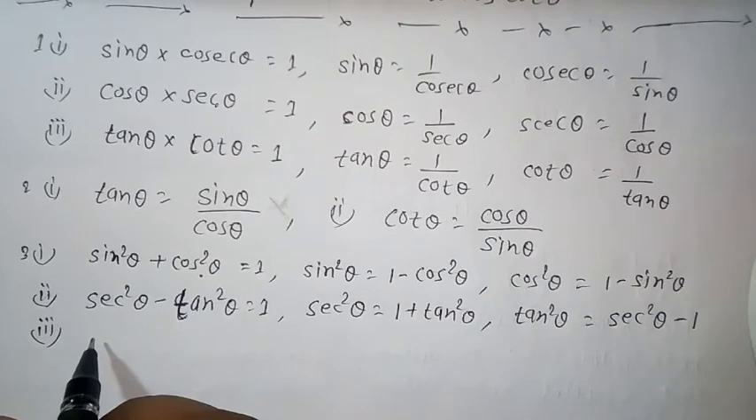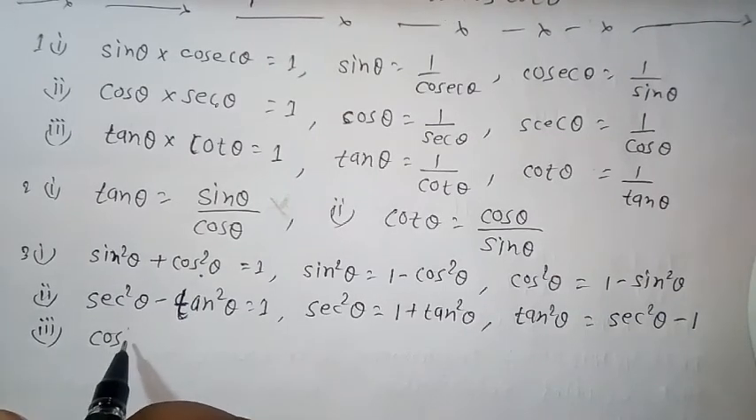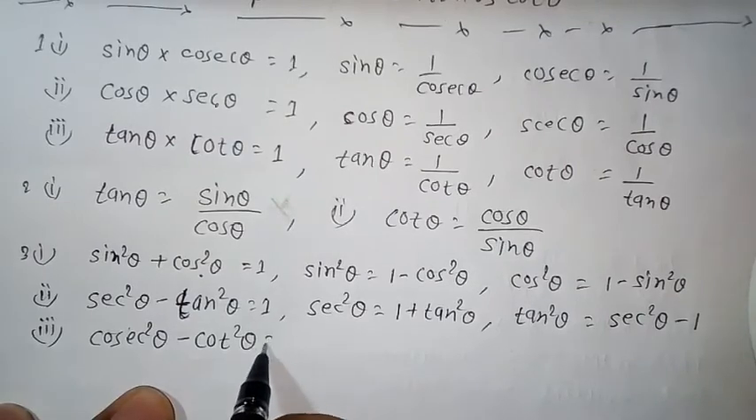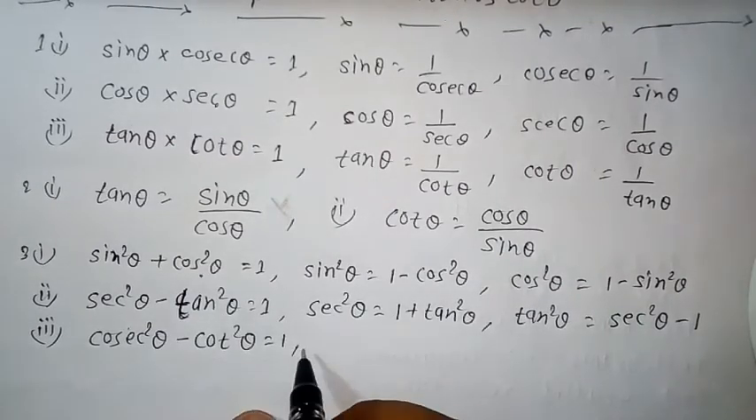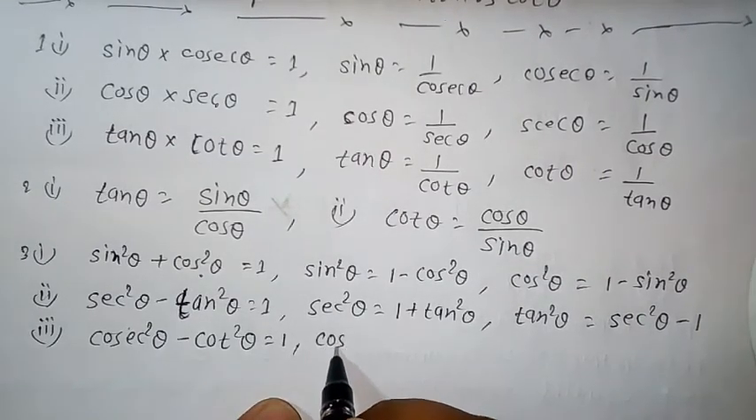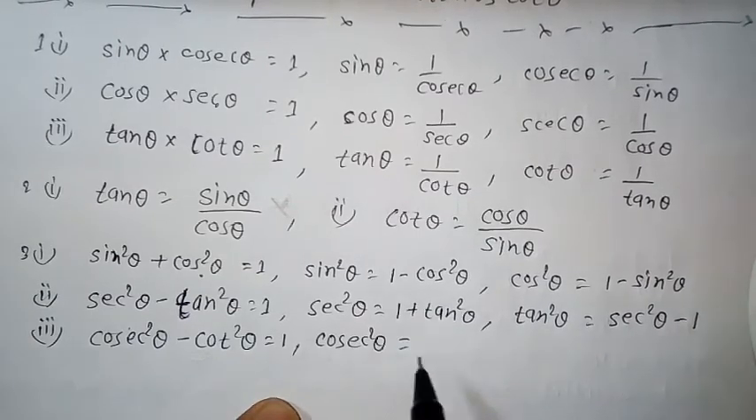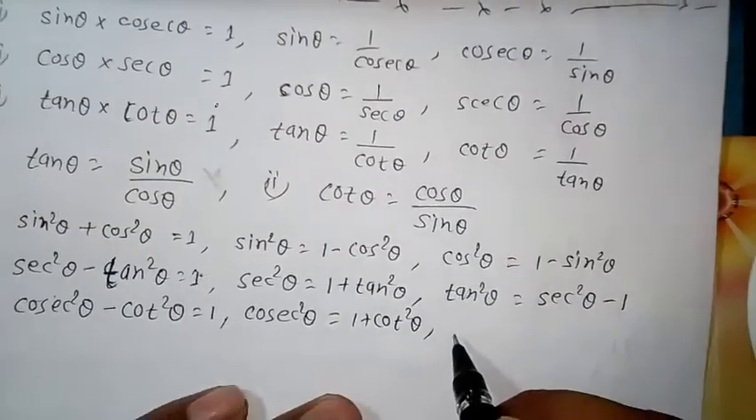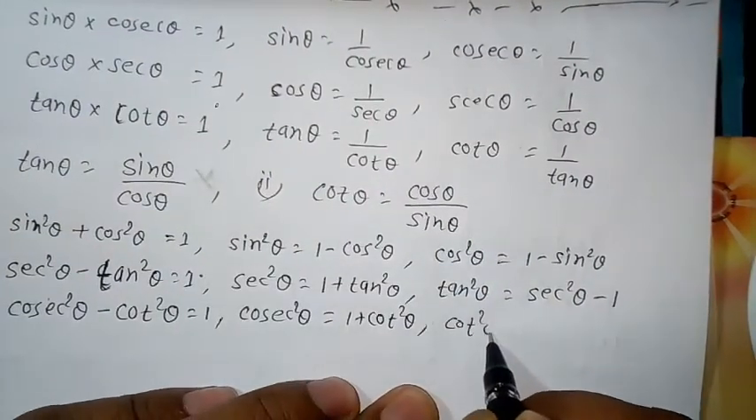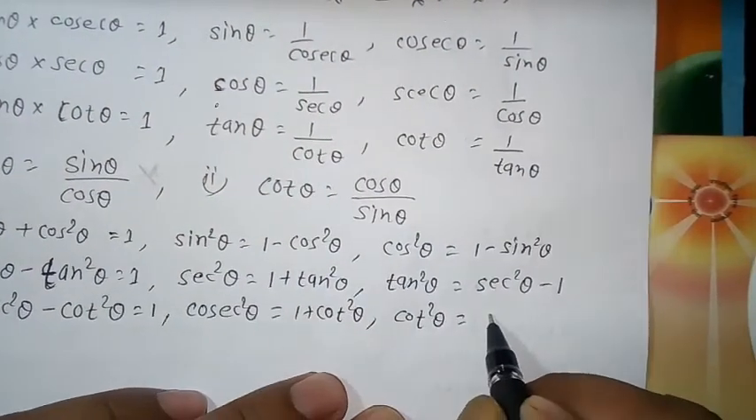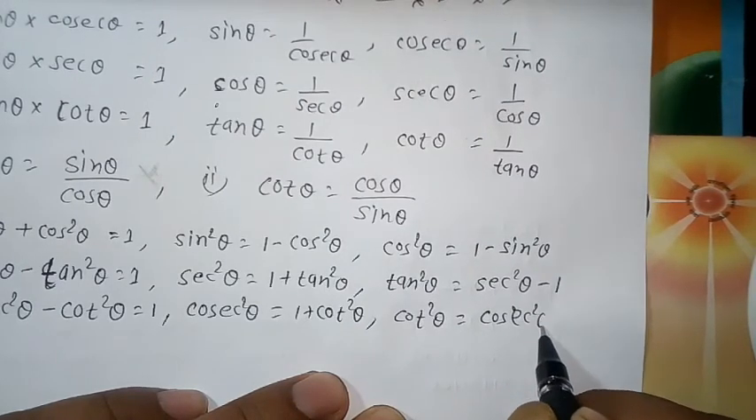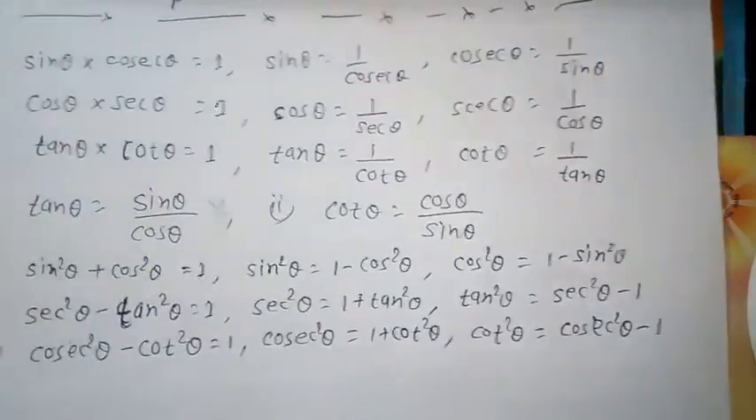Next, cosec square theta minus cot square theta is equal to 1. So cosec square theta is equal to 1 plus cot square theta. Cot square theta is equal to cosec square theta minus 1.